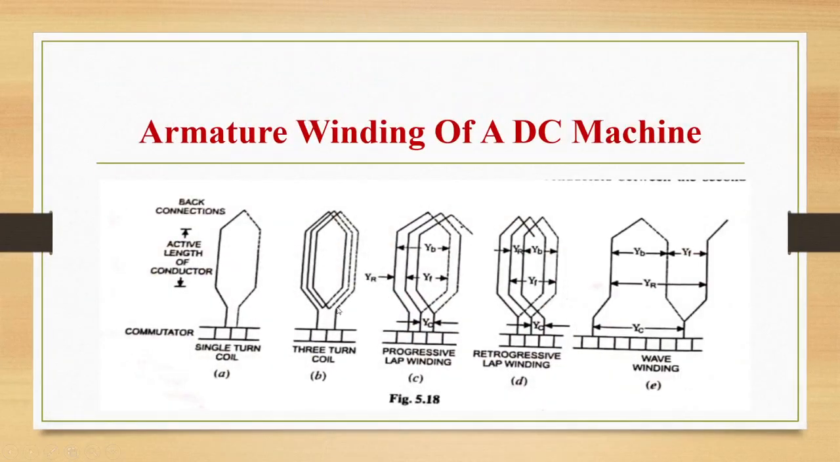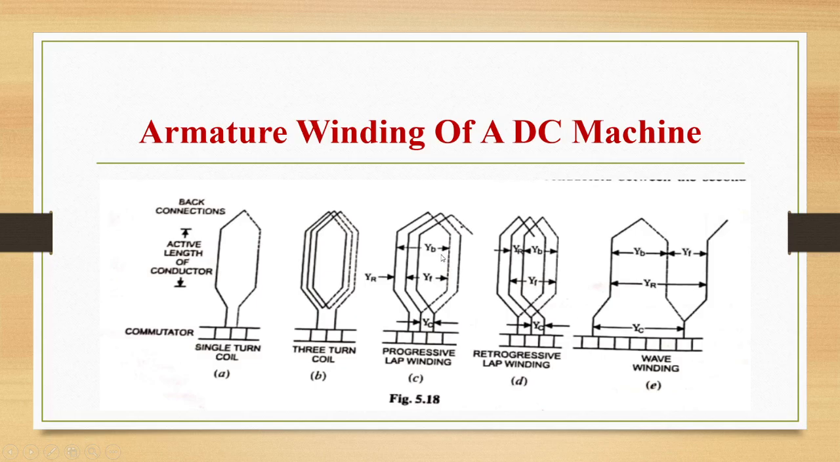So this is a single turn. A coil can be a single turn or multi-turn coil. Multi-turn means more than one turn. Here we can see the active length of the conductor. These are back connections. This is the commutator. This is a single turn coil. This is a three-turn coil. This is a progressive lap winding, retrogressive lap winding, and wave winding.